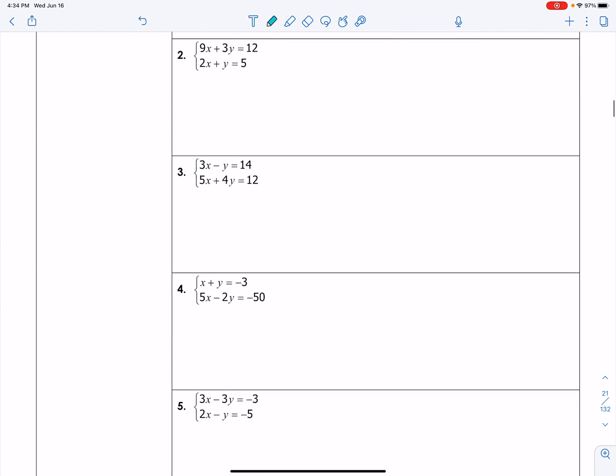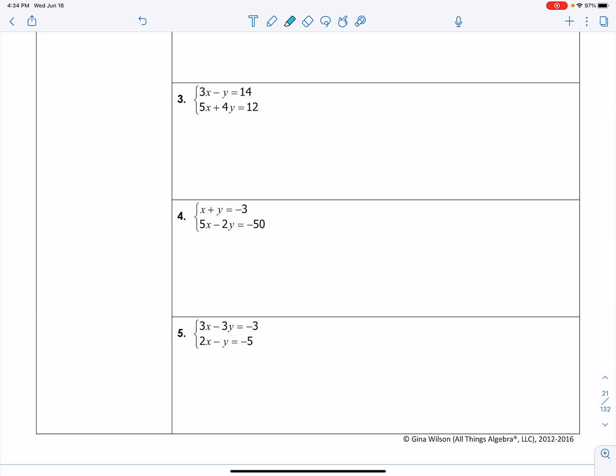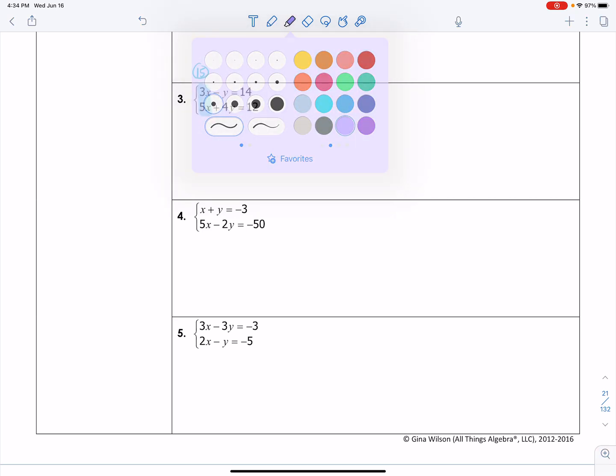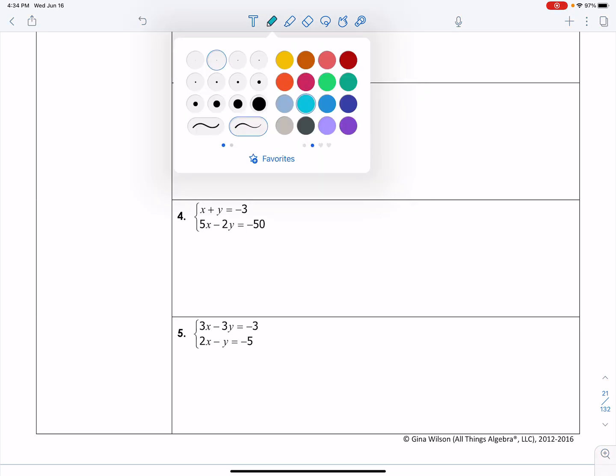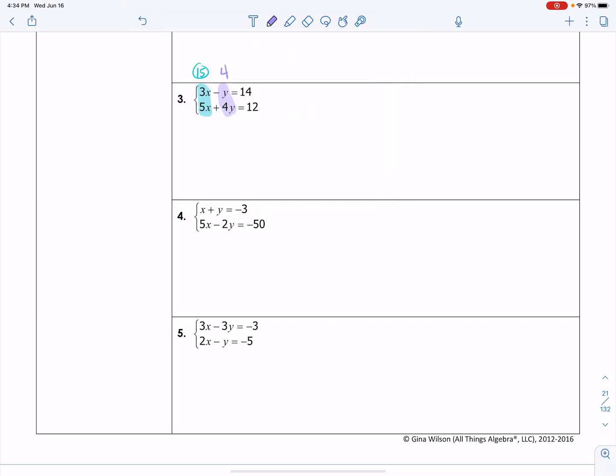So let's take a look at number 3. Okay, let's kind of talk about this again. So if I made my x's the same, I would have to turn them both into 15s. If I made my y's the same, I could turn them both into 4s. I personally think turning them into 4s would be easier because all I would have to do is multiply this equation by 4. So that would give me 12x minus 4y equals 56. And you can use your calculator. And then the other equation stays exactly the same.